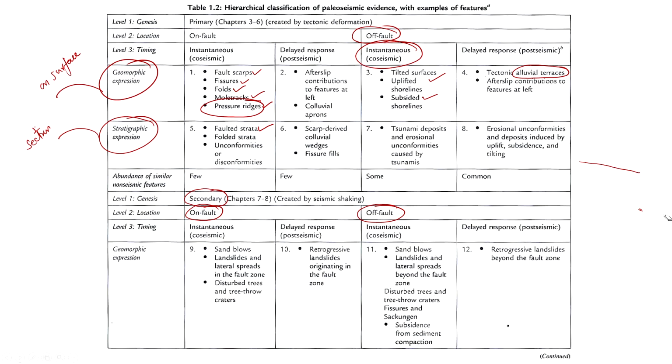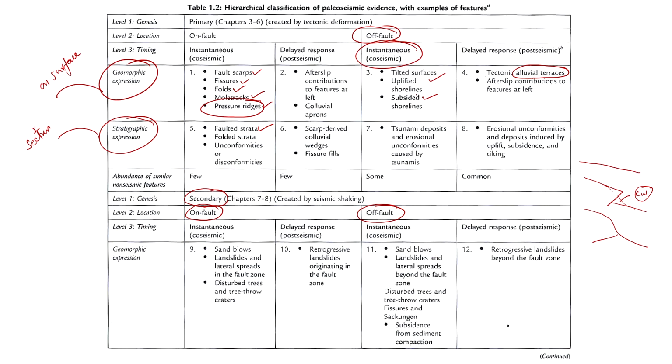Initially, for example, you may have a scarp like this. But later because of the erosion you will see something like this. So, this part will get eroded. So, erosion and deposition of the scarp, formation of colluvial wedges. So, this part will be your colluvial wedge. So, this will be a delayed response.